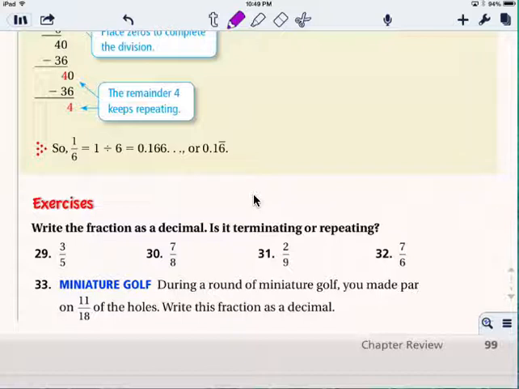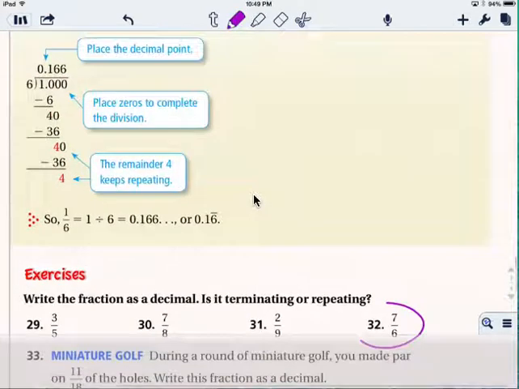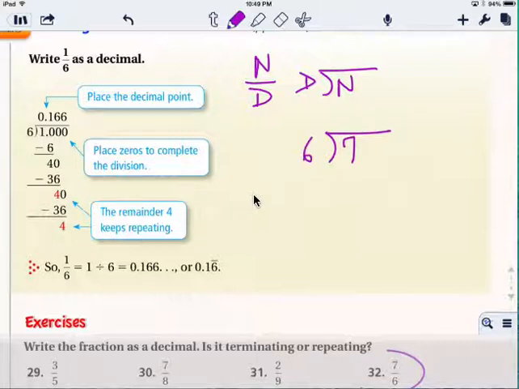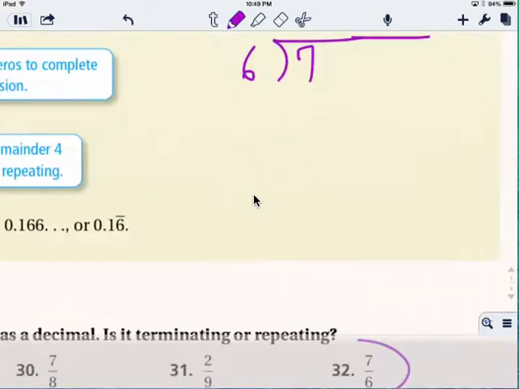The other method that works all the time, we'll do number 32 with it, is the division method. Don't forget, your fractions are written as numerators divided by denominators. So when we do our division, it's numerator divided by denominator. So in the case of 7/6, the numerator is 7 divided by 6. I recognize right away that this fraction is over 1, so my answer better be greater than 1.